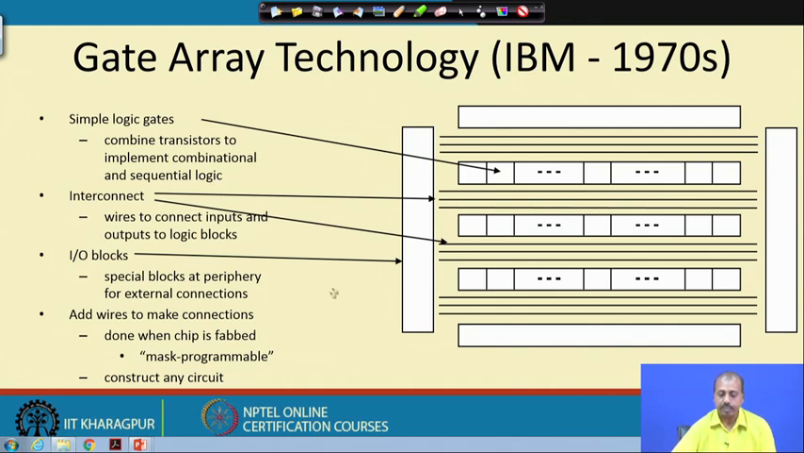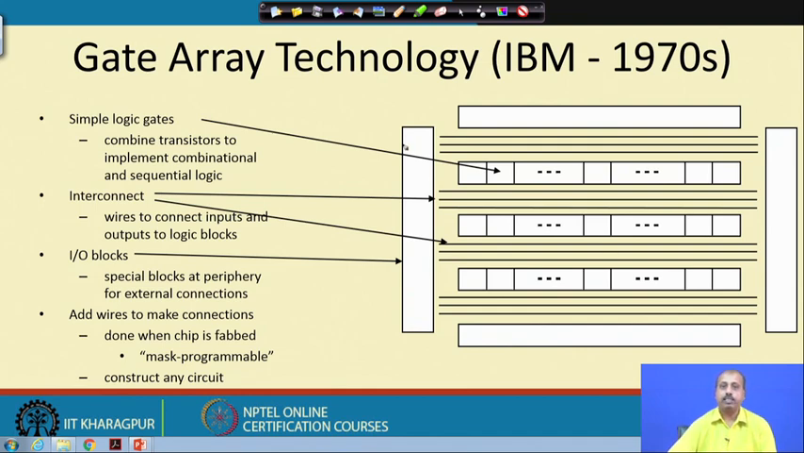Apart from that, there are some IO blocks. Normally this IO comes from the outside world. For driving these logic gates, you need some inputs, and those inputs are given through the input block, and outputs are taken from the output block.